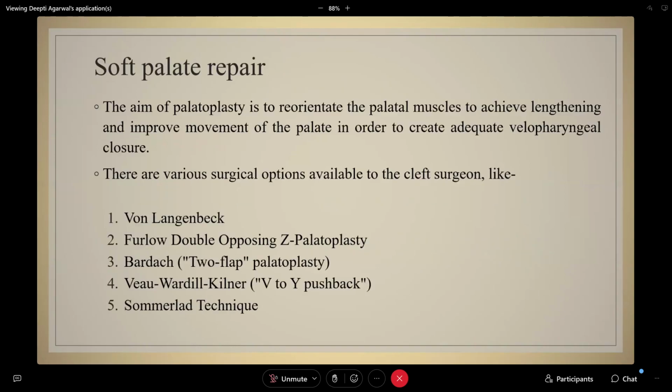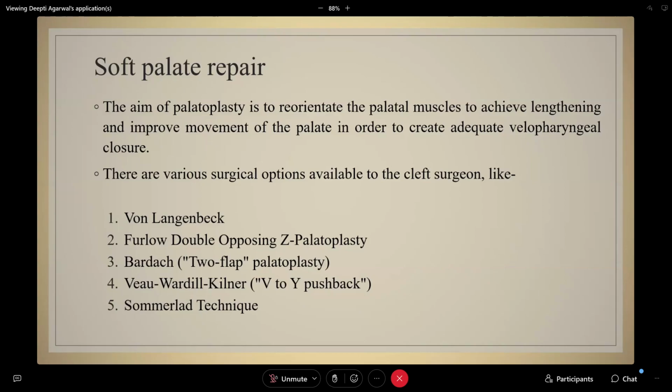Soft palate repair. The aim of palatoplasty here is to reorientate the palatal muscles. What are the palatal muscles? Levator veli palatini, palatopharyngeus, and palatoglossus. Then tensor veli palatini is there, but its major function is to open the eustachian tube only. So here in the palatoplasty, we focus on these three muscles. The aim of palatoplasty is to reorientate the palatal muscles and to achieve lengthening and improve movement of the palate, and also create adequate velopharyngeal closure.